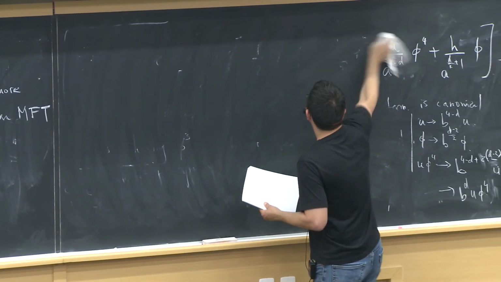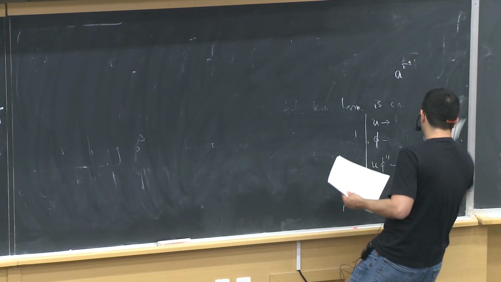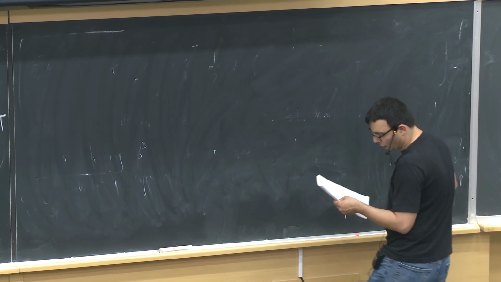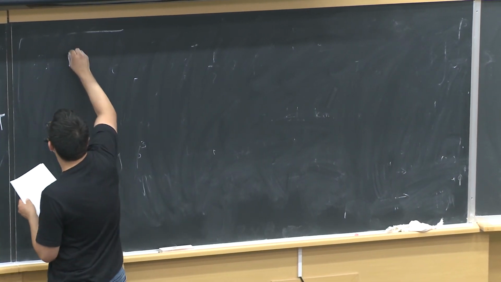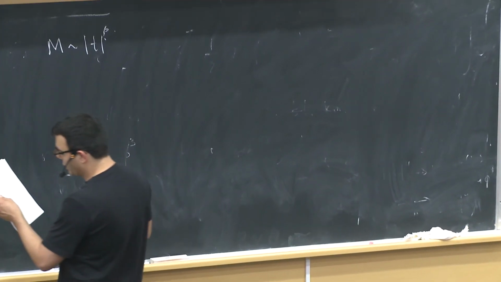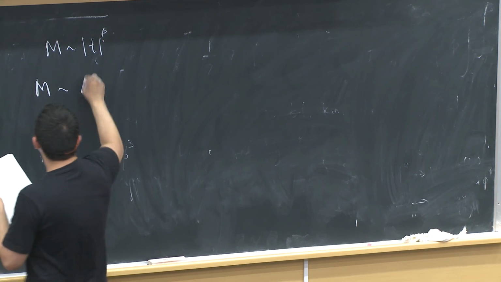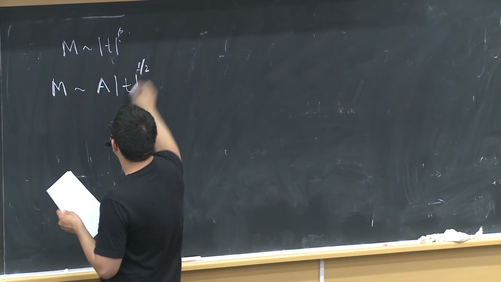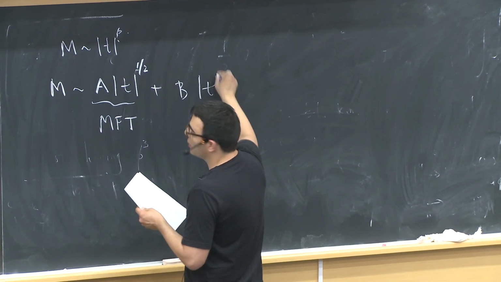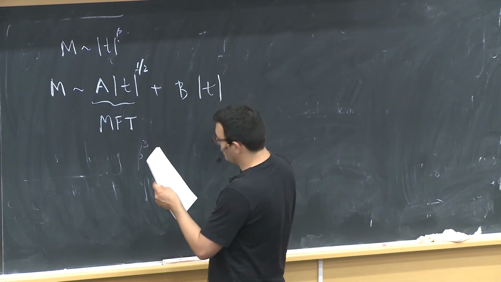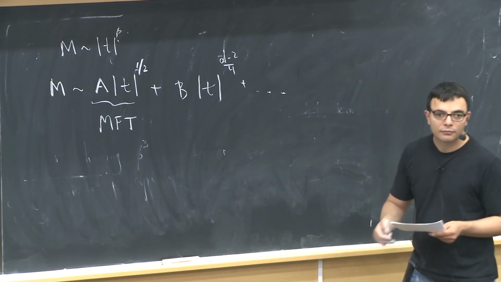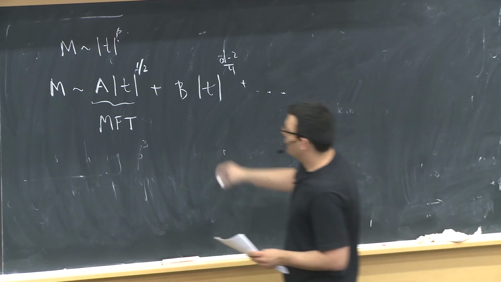And the interpretation of that is that the magnetization, so remember that the magnetization goes like t to the beta. So the interpretation of this result is that the magnetization actually goes like some constant times t to the 1/2. That's the thing that we get from mean field theory, plus some other constant times t to this power, (d minus 2) over 4. And so on, has other corrections. So this is what we get from the Gaussian fixed point.